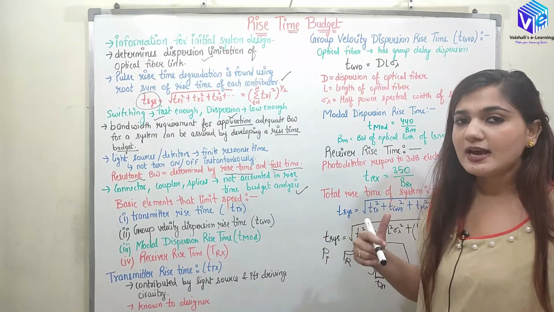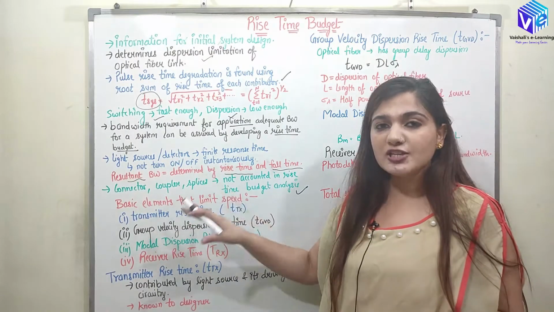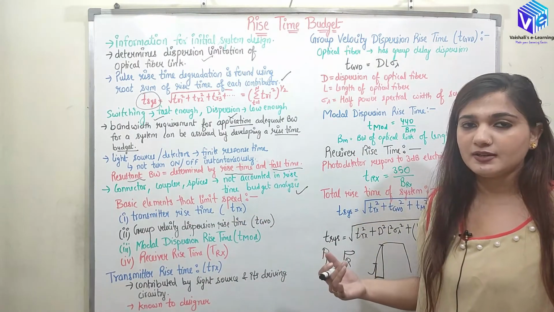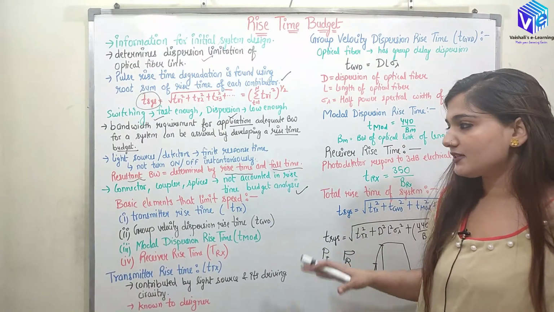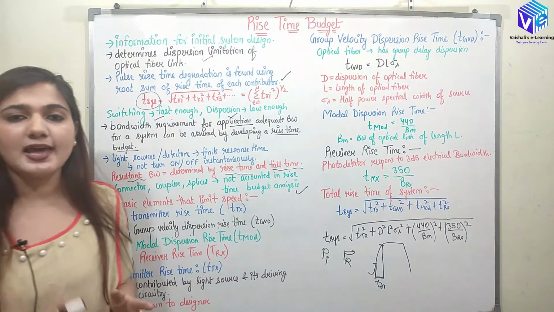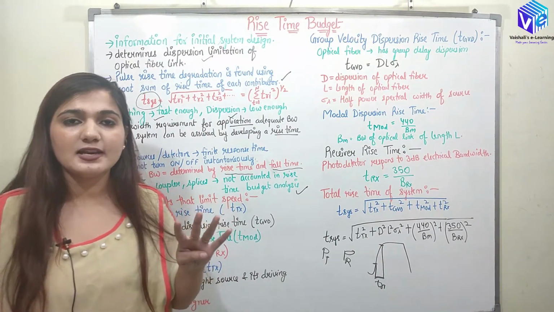We had seen that in the previous video. So they were responsible to change the power, but they are not changing the dispersion inside the fiber. We are assuming this, right? So what are the basic elements upon which my rise time budget analysis will be dependent upon? We have 4 basic elements.